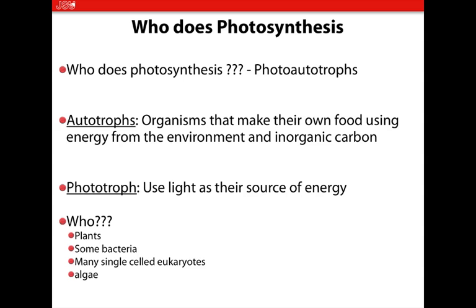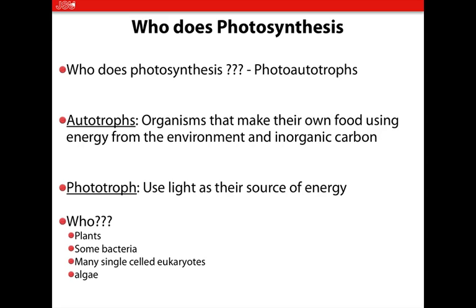Now, let's go on to photosynthesis. So who does photosynthesis? Well, who does photosynthesis are photoautotrophs. Phototrophs are ones that use light energy as a source of energy, and autotrophs are going to use carbon dioxide from the atmosphere as a source of carbon. So who does photosynthesis and where? Well, obviously plants are going to do photosynthesis. Some bacteria will do photosynthesis, and some single-celled eukaryotic organisms. You may have seen the protist in lab, the Euglena in lab. Those are single-celled eukaryotic organisms.